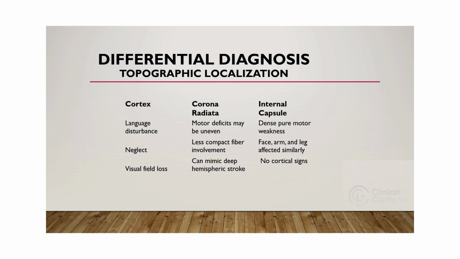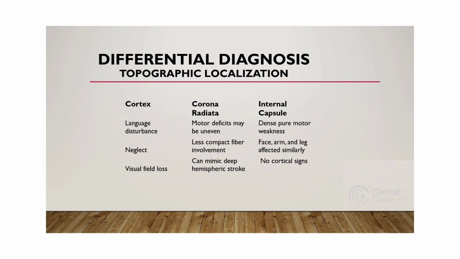Now, next consider the corona radiata. Lesions here can resemble deeper hemispheric strokes because the descending motor fibers are still converging. However, the fibers are not as tightly packed, so the motor deficits may be somewhat uneven or less proportionate. Now consider the internal capsule. At this level, the motor fibers are extremely compact. Even a small lesion can therefore produce dense weakness involving the face, arm, and leg, and mostly to a similar degree, often without associated cortical features.